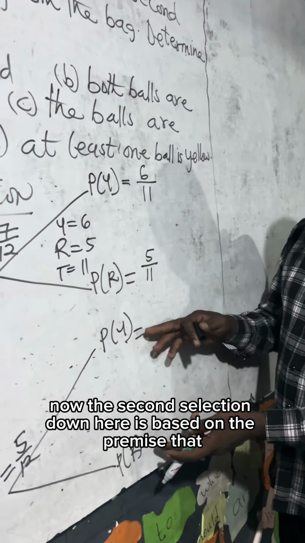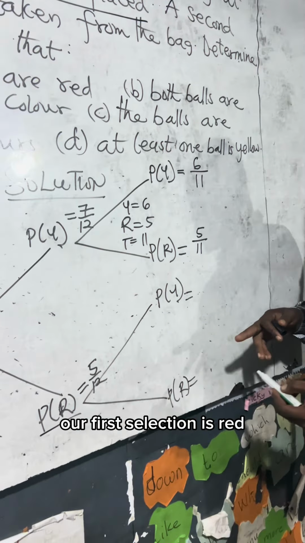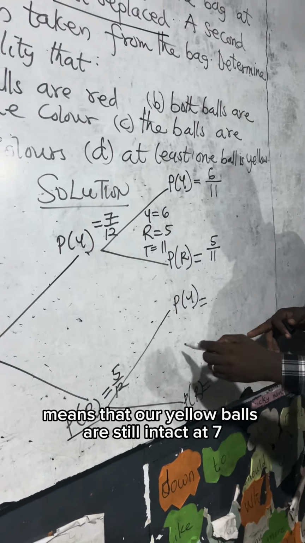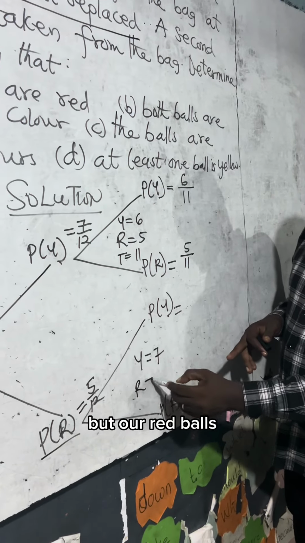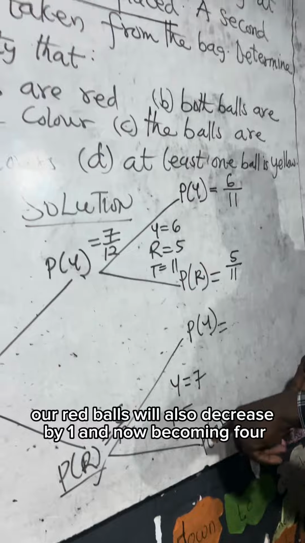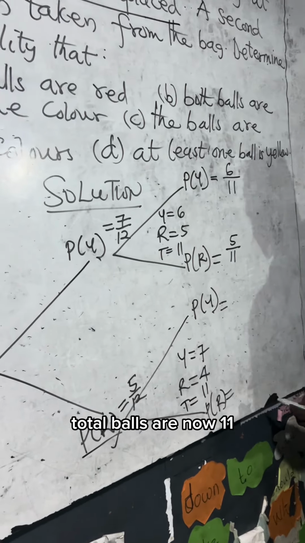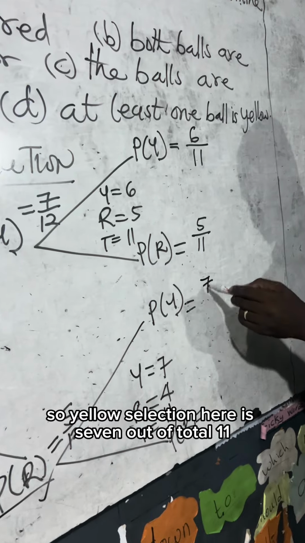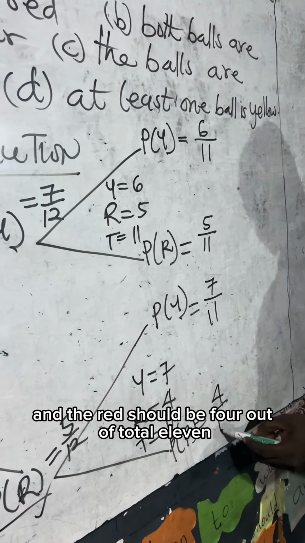Now, the second selection down here is based on the premise that our first selection is red. It means that our yellow balls are still intact at 7, but our red balls, because the first selection was red and not replaced, will also decrease by 1 and now become 4. Our total balls are now 11. So yellow selection here is 7 out of total 11, and the red should be 4 out of total 11.